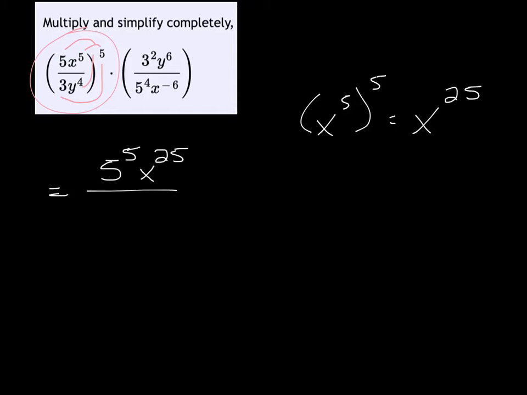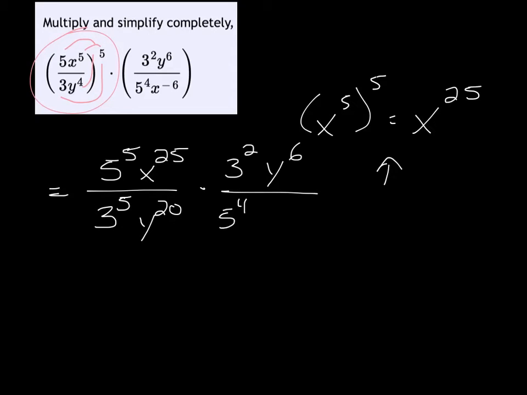In the denominator, I get 3 to the 5th. And then y to the 4th raised to the 5th power is the same thing as we just did over here with the x's. That's going to be the 4 times the 5, y to the 20th. Alright, and then we're just multiplying here by 3 squared, 5 to the 4th, y to the 6th, and this x to the negative 6.